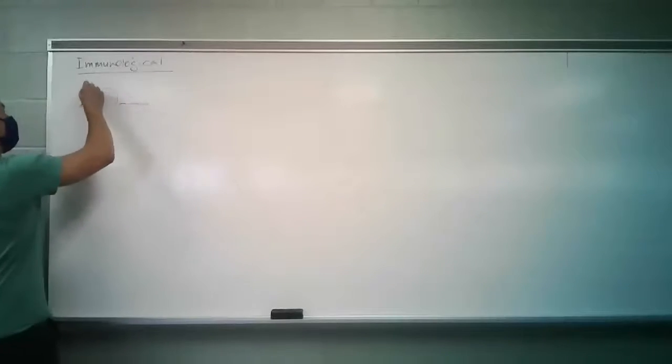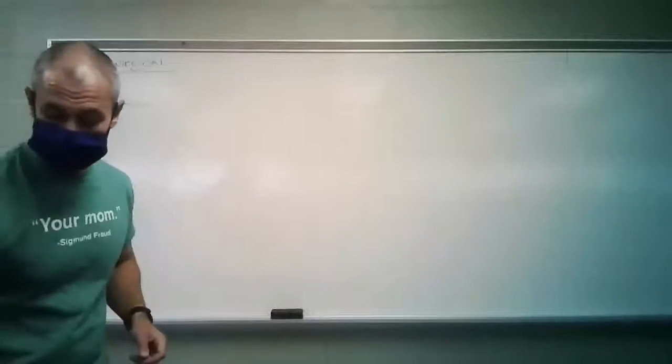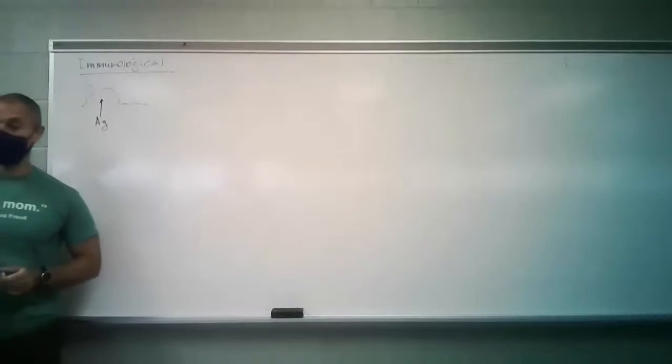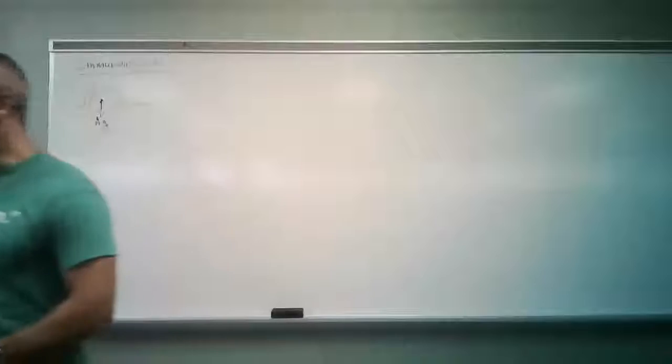So imagine that we have a mouse, and we inoculate this mouse with some kind of antigen. Antigen means that this molecule, whatever we stick in the mouse, is foreign to the animal. It's not from the mouse. That makes sense. So since it's not from the mouse, the mouse produces what? It produces antibodies.